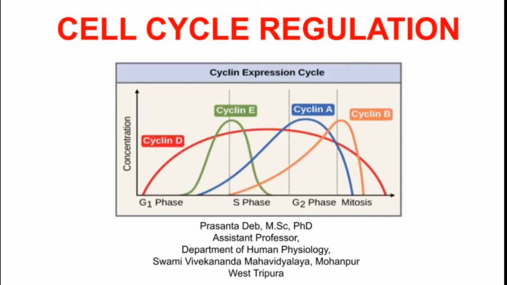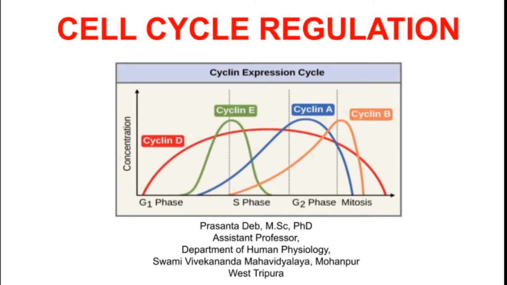In this video, we will try to learn the cell cycle regulation. Two important proteins, cyclin and cyclin-dependent kinase, are important for cell cycle progression through different phases of the cell cycle. Cyclin D, cyclin E, cyclin A, and cyclin B are the different cyclin proteins which work together in cell progression during various phases.